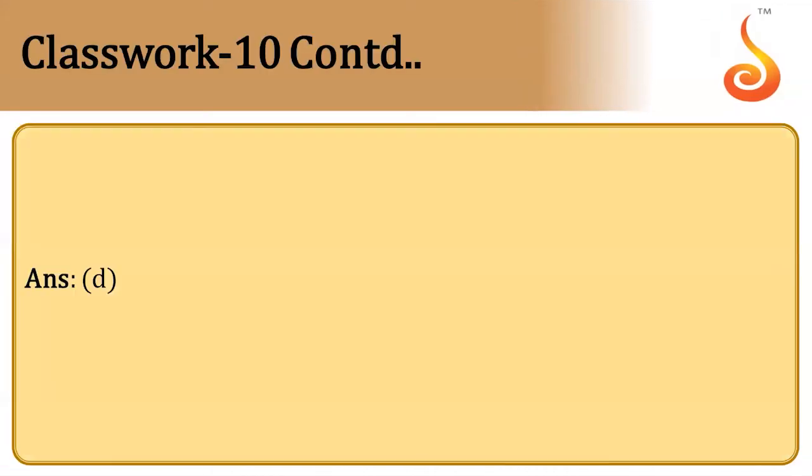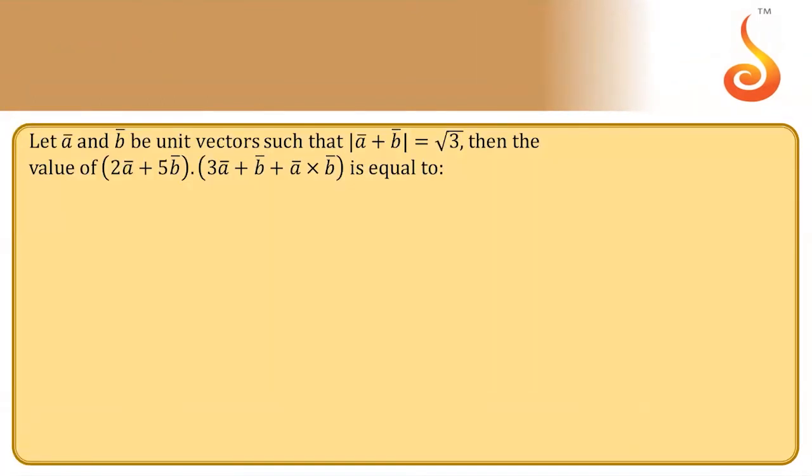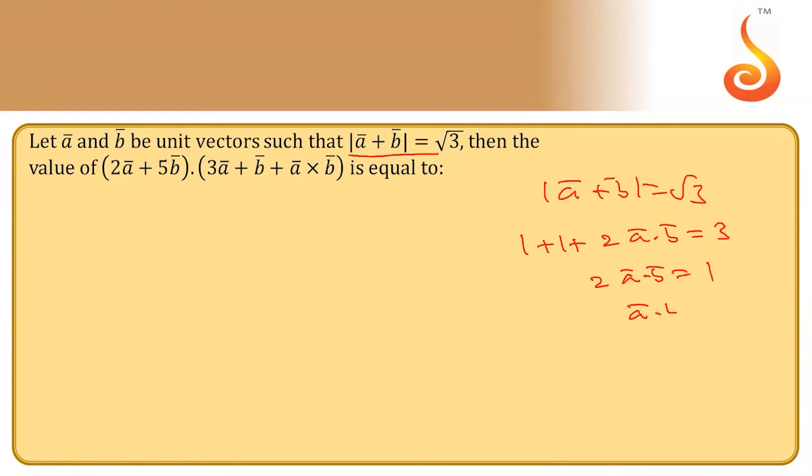Okay, next question. Now look at this. This is a very good question. A bar, B bar are 2 unit vectors, and modulus of A plus B is root 3. Then find the value of this expression. Modulus A bar plus B bar is root 3, so squaring on both sides: modulus A square 1, modulus B square 1, plus 2 A dot B equals 3. That means 2 A dot B equals 1, so A dot B equals 1 by 2. That is the A dot B value.